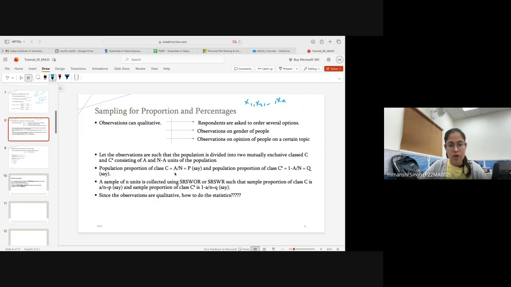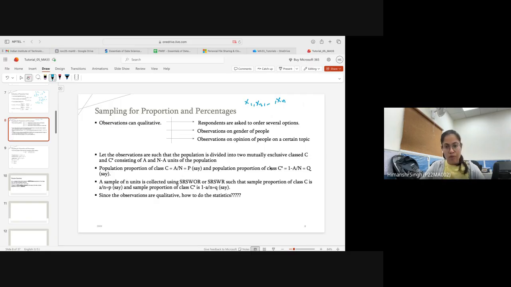So this is the number of people which are agreeing to the fact which is present in the class C, and the population proportion of class C star will be 1 minus capital A by N, the remaining people. Okay, so these are the population proportions.